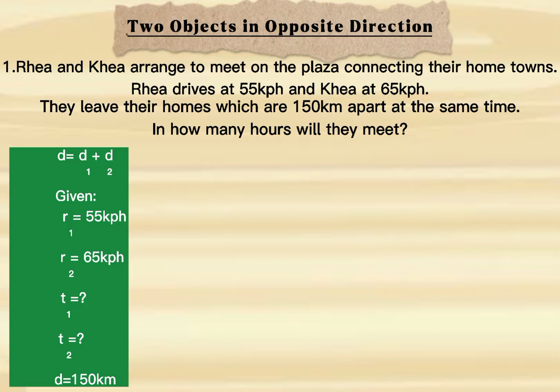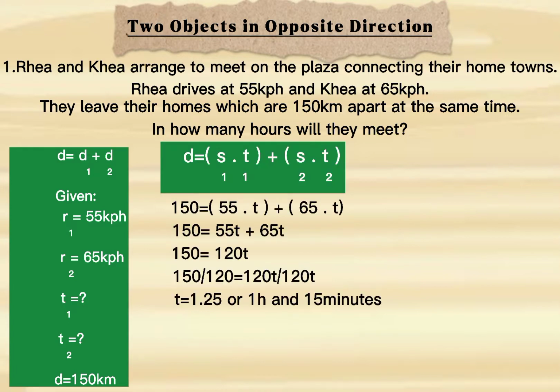So in this problem, we are going to add the distance of the first person plus the distance of the second person. R1 is for Rhea and R2 is for Kea. The speed of Rhea is 55 kilometers per hour and for Kea we have 65 kilometers per hour. Yung time diyan is question mark kasi hindi binigay. So the distance is 150 kilometers. So we are going to use this formula: D equals the speed of the first person times the time of the first person plus the speed of the second person times the time of the second person.